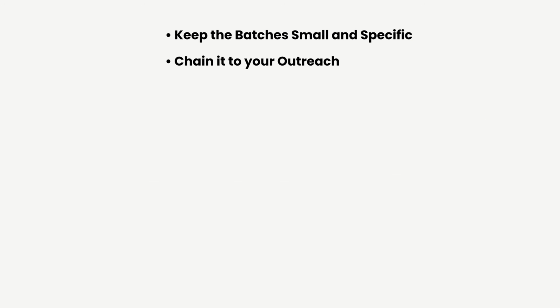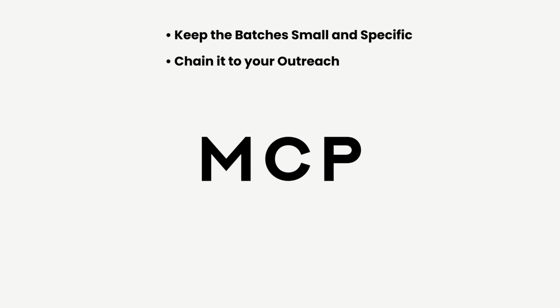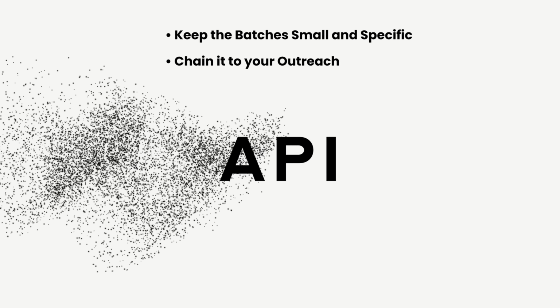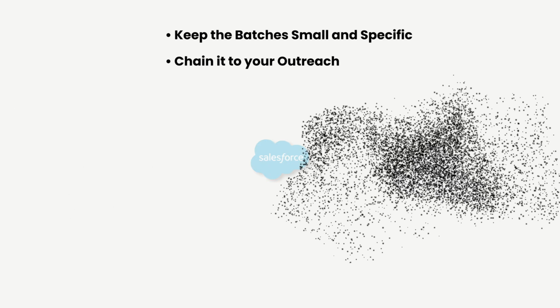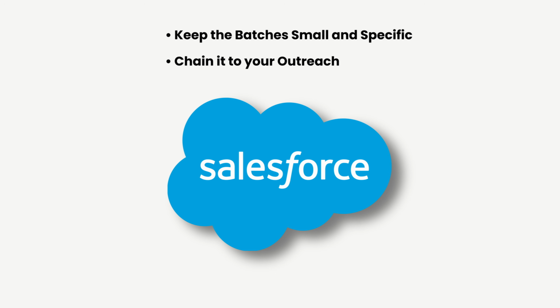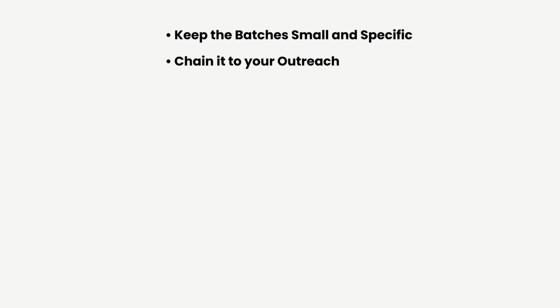Second, chain it to your outreach. Because everything runs through the MCP or the API, you can take this further. Pipe the file straight into your cold email tool, your CRM, or a make.com scenario. So the leads don't just land in a folder, they land in a sequence.